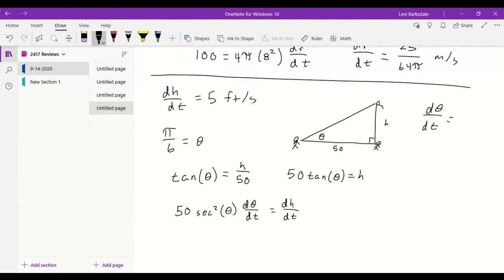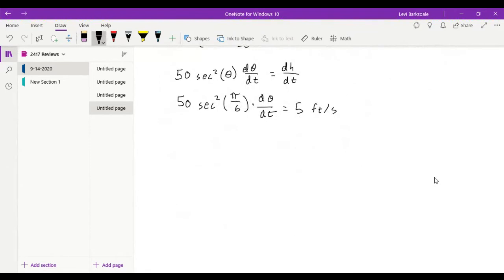And again, you'll notice that here we've got an equation with 3 unknowns, but we actually know 2 of them, so we solve for the unknown that we're looking for, d theta over dt. So 50 times secant squared of pi over 6 times d theta over dt is equal to 5 feet per second.